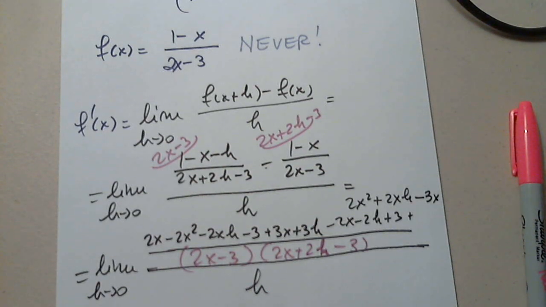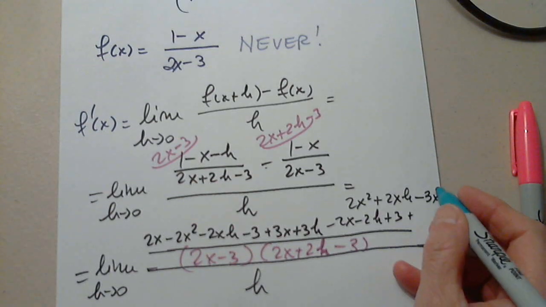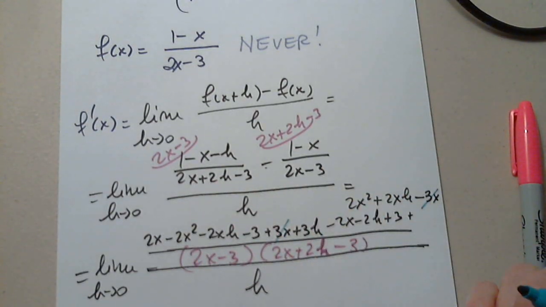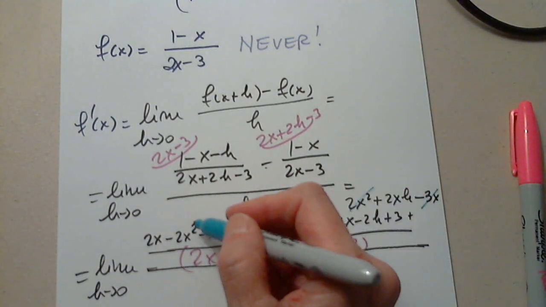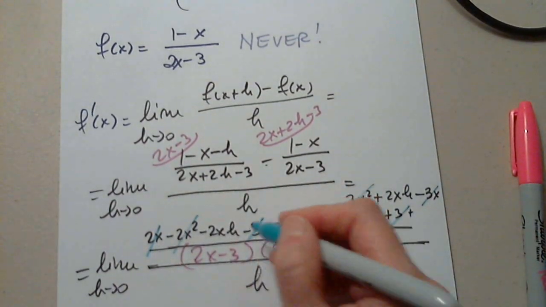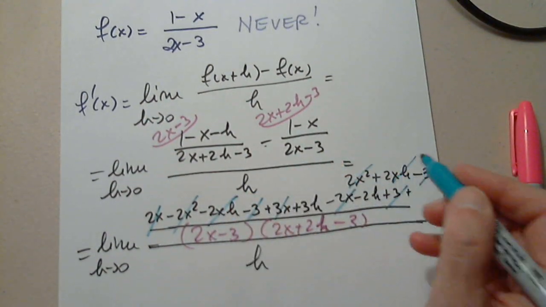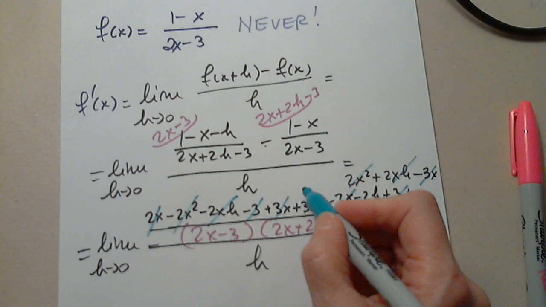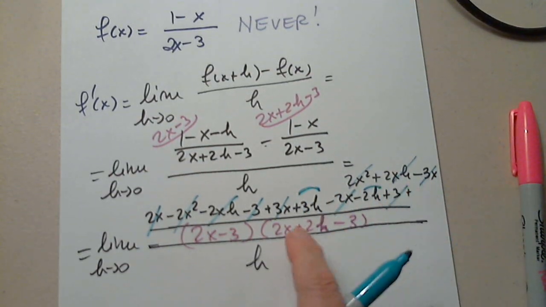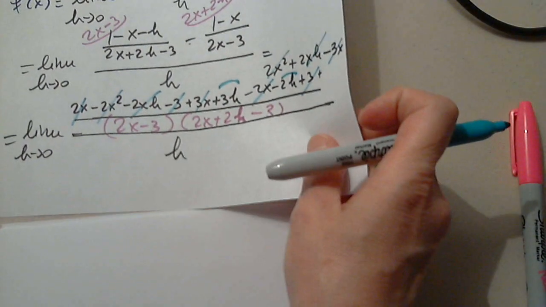As before, yes, all terms without h must go away. If they don't, I'm in trouble. Maybe more than that, but at least those have to go away. So the negative 3x with a positive 3x, the 2x squared with a negative 2x squared, the negative 2x with a positive 2x, the positive 3 with a negative 3. Luckily, the negative 2xh with a positive 2xh. So what is left from the whole thing is 3h minus 2h. So that's 1h at the top.